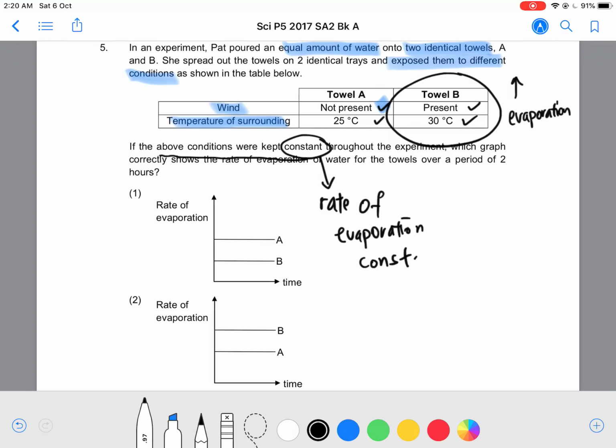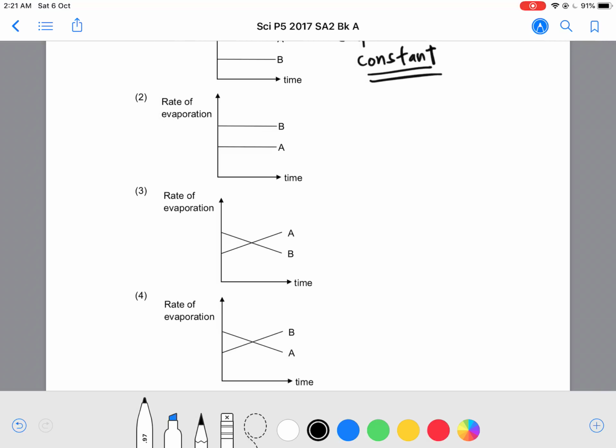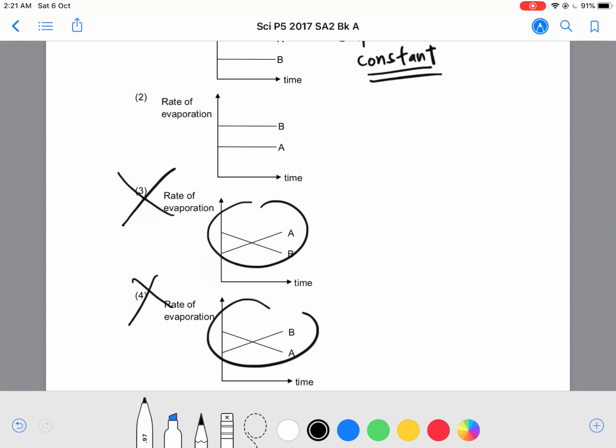This will make sense, right? Because if you increase your wind, let's say your wind got stronger and your temperature got higher and higher and even higher, your rate of evaporation will get higher and higher, isn't it? So your rate of evaporation has got to be constant because the condition is also a constant. So you will not have a graph where the rate is changing. Option 3, option 4 is out because the rates are changing.